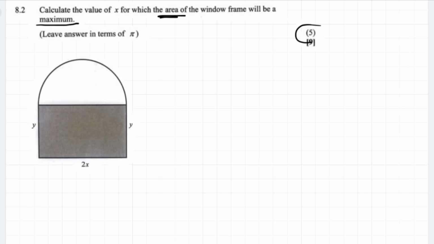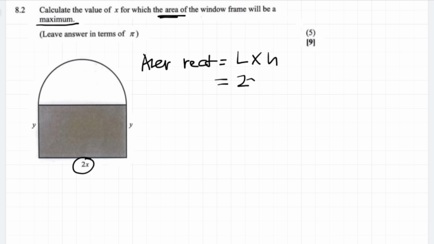So this 5 marks, guys, is not for small boys, it's for the G's, actually. So for the area, we need to first find the area of a semicircle. So let me just first find the area of a rectangle, because I think this one is going to be very easy. The area of a rectangle is going to be length multiplied by height. So our length is this one, which is 2x. Our height is going to be y, just like that, perfect.